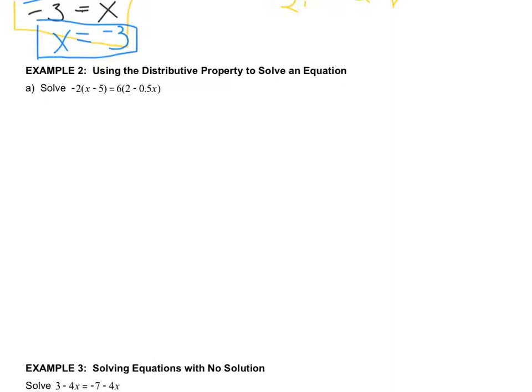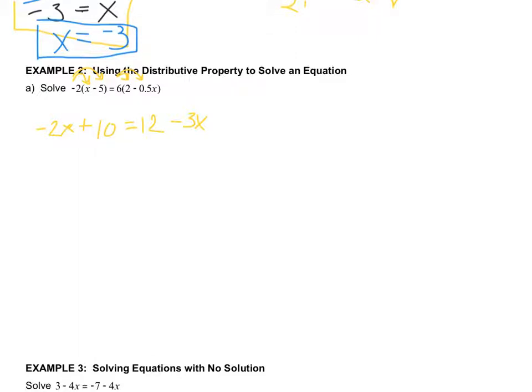So if I break up the first one, I'm going to have negative 2 times x, or negative 2x. Then I go back outside and say negative 2 times a negative 5 becomes a positive 10. Over on the right-hand side, I see 6 times 2, which is 12. And I see 6 times a negative 0.5x, which means negative 3x. So we can now maybe see it even clearer that we have x's on both sides.